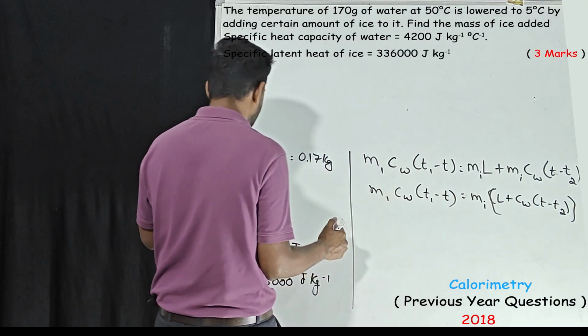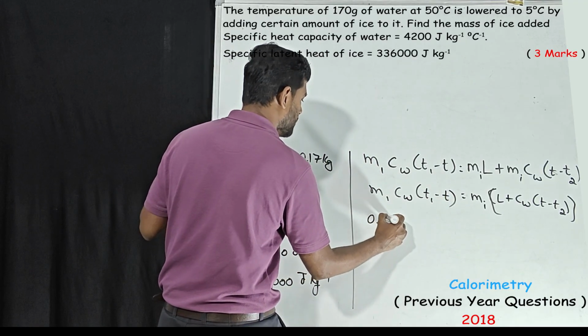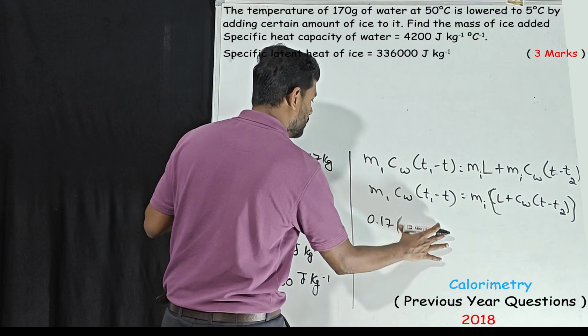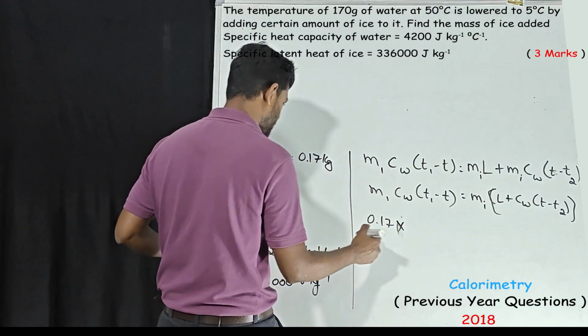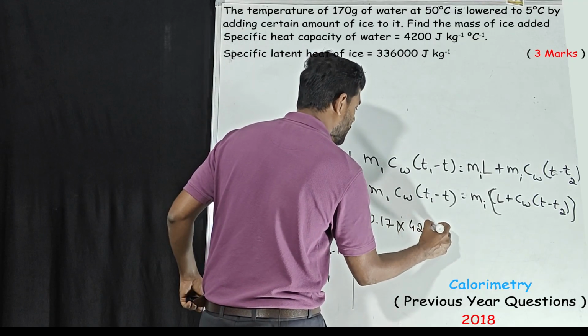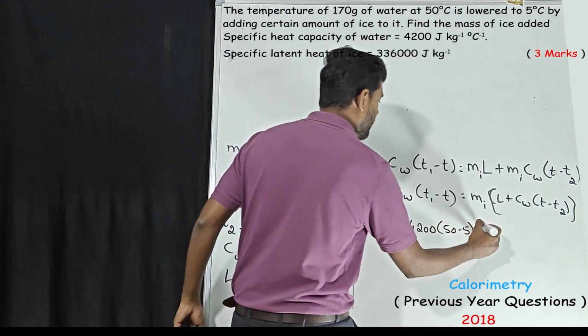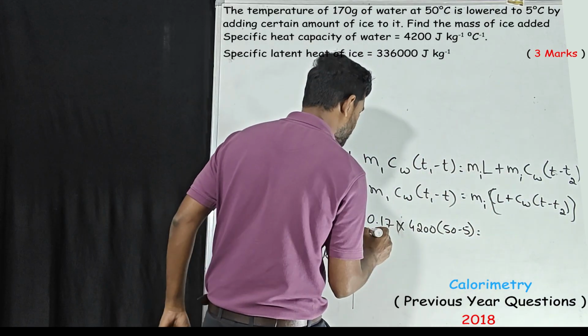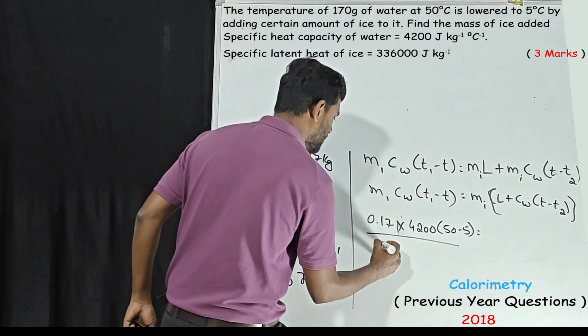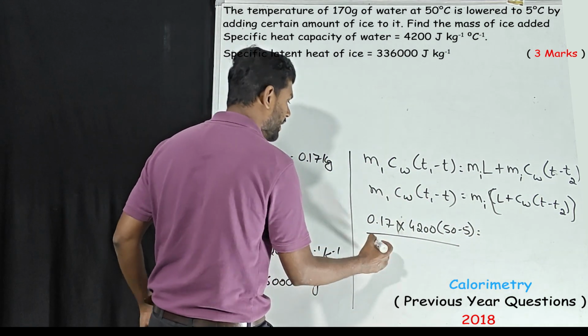So we'll substitute all the values. M1 is 0.17 into CW, which is 4200. T1 is 50 minus 5. Mi we have to calculate. So everything you send to this side, if you send this side, it goes to the denominator.